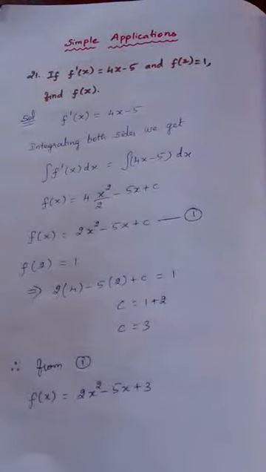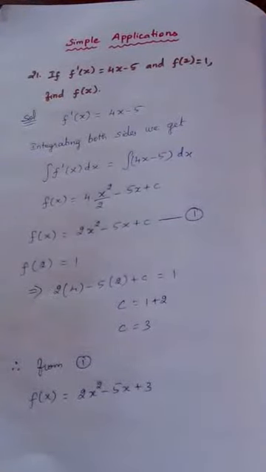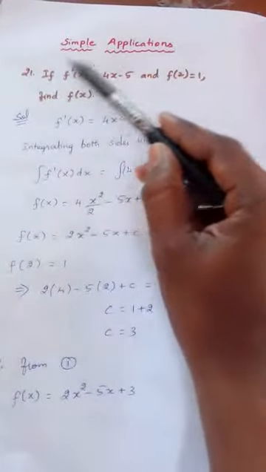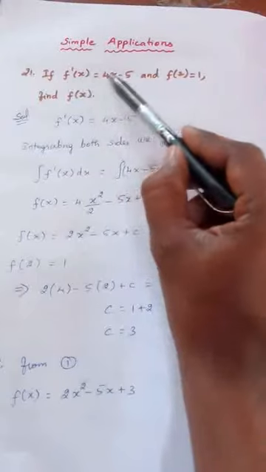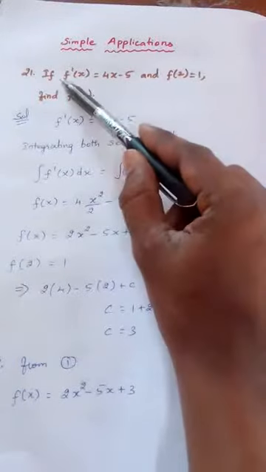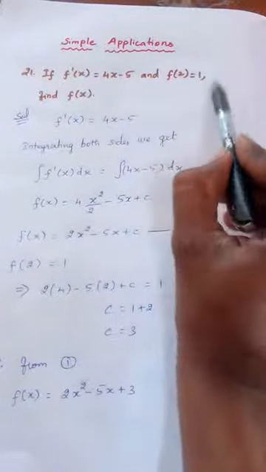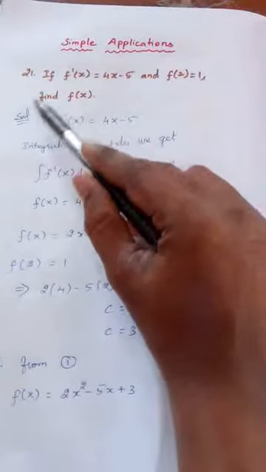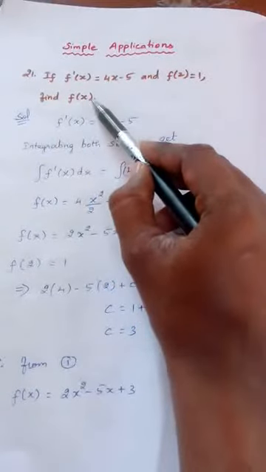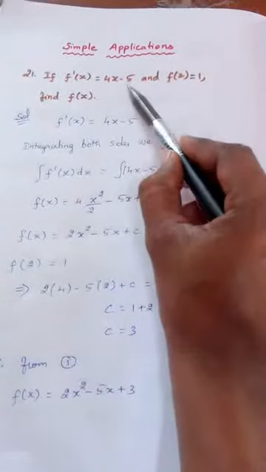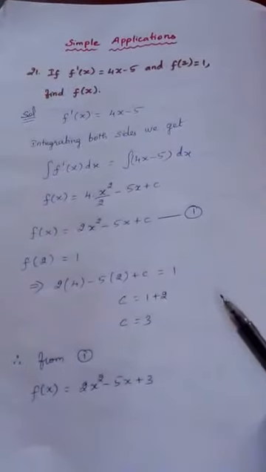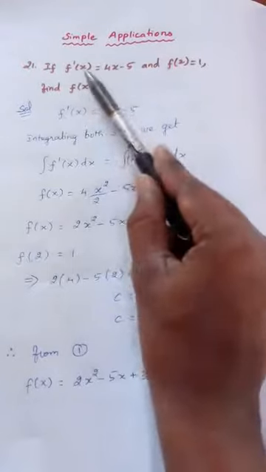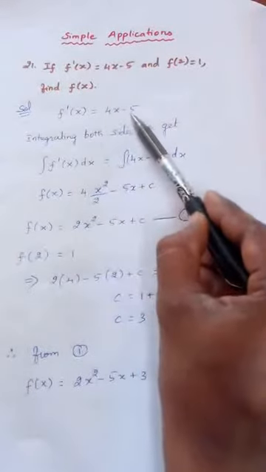Now we will see some applications of differentiation through problems. Problem number 21. If f dash of x equal to 4x minus 5, that is, the first differentiation answer is given, and one condition also is given, f of 2 is equal to 1. We need to find f of x. Again I repeat, the first derivative is given, f of 2 one condition is given, we need to find the function f of x. So the given is written first, f dash of x equal to 4x minus 5.